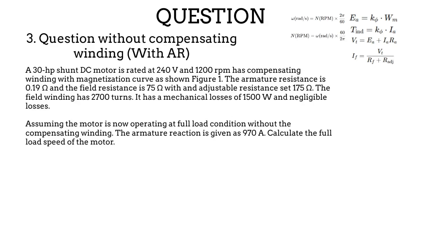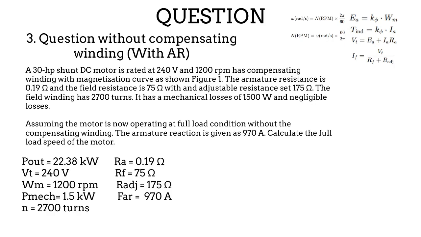Next, when the question states that there is no compensating winding, it means that armature reaction occurs, causing a change in the value of K flux. The problem remains the same as before, but with additional data. Number of turns. Armature reaction effect. These factors influence the flux, requiring adjustments in calculations.